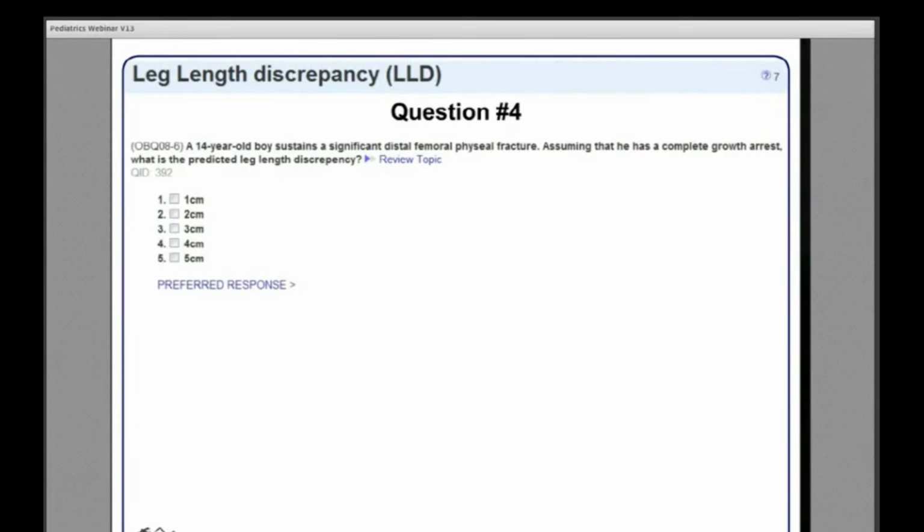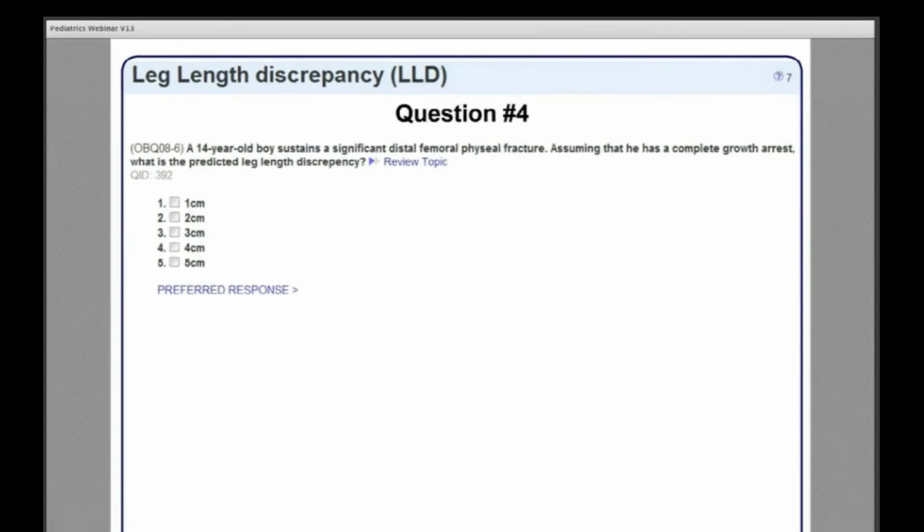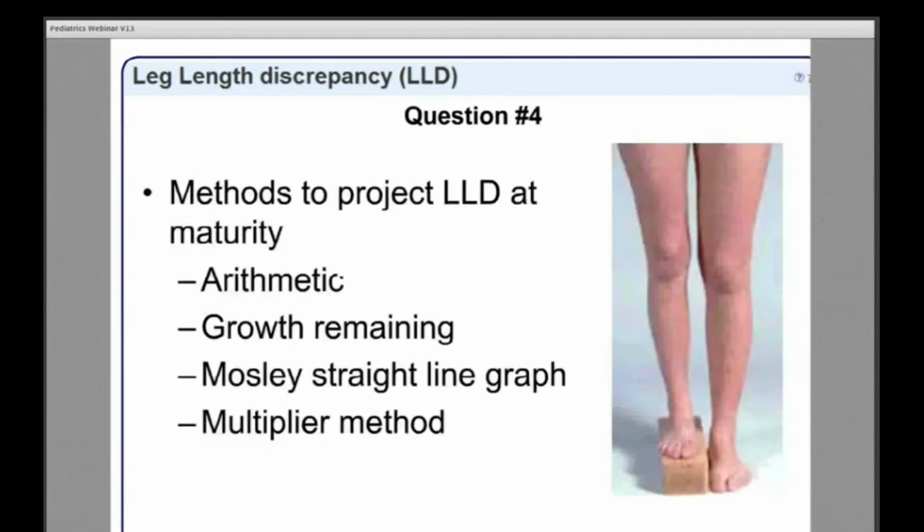A 14-year-old boy sustains a significant distal femoral physeal fracture. Assuming that he has a complete growth arrest, what is the predicted leg length discrepancy? In order to answer this question, you need to know about predicting limb length discrepancies and normal lower extremity growth.